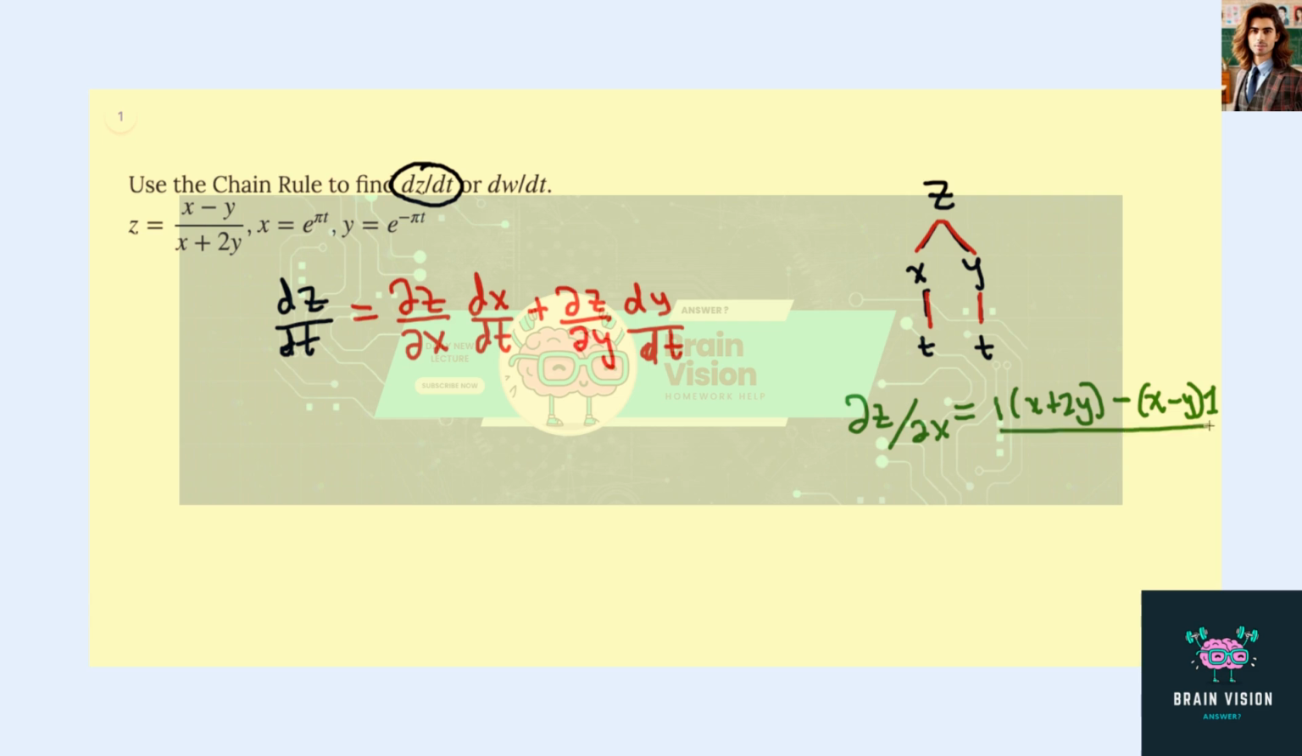So 1 at the end, just to remind you where that's coming from. And then you take that denominator in the bottom and you just square it. That's just using the quotient rule. And then in the numerator, we see that we'll have an x minus x. Those cancel out. And then we'll have a 2y plus another y, so that's 3y.